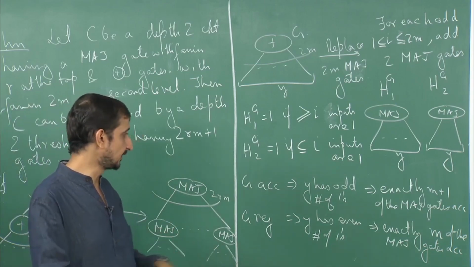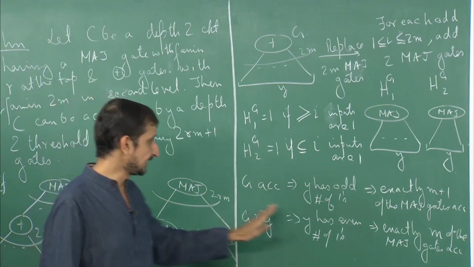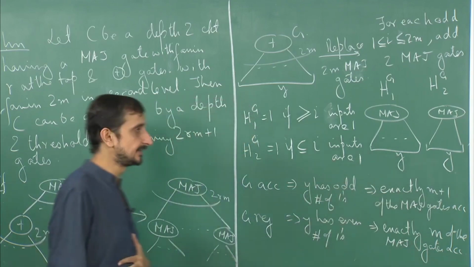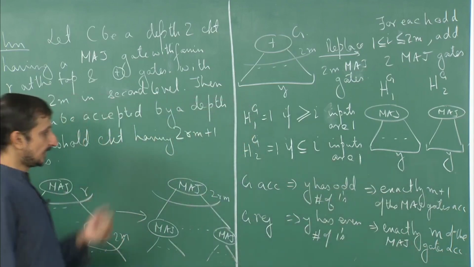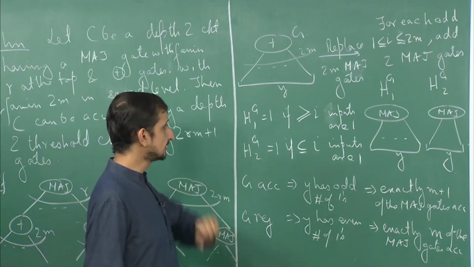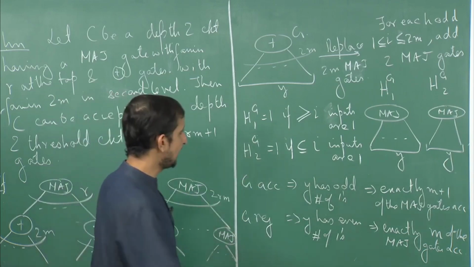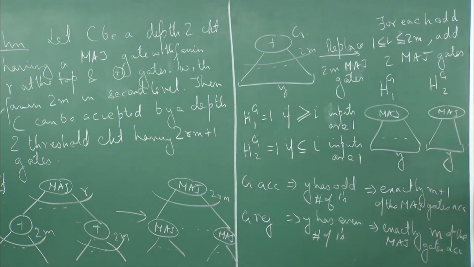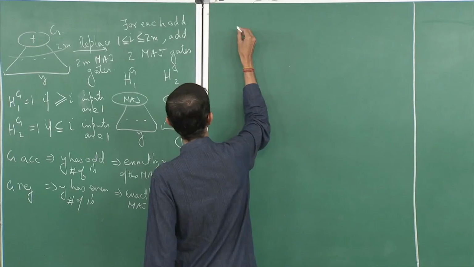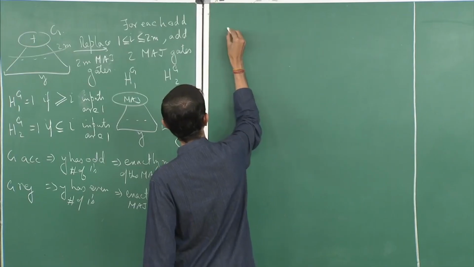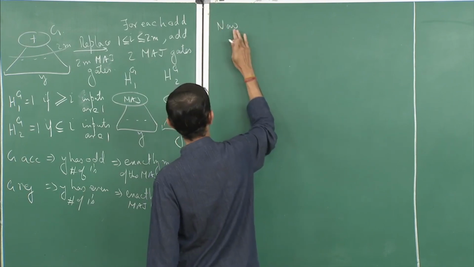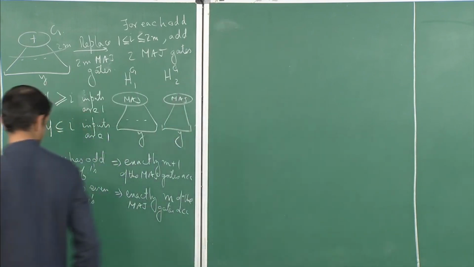So now we have broken this down into two things. If G accepts, then exactly M plus 1, and if G rejects, then exactly M of these majority gates accept. Now we have this. So this is the construction. So now we will have, as I said, one majority gate at the top. I can just finish it here.